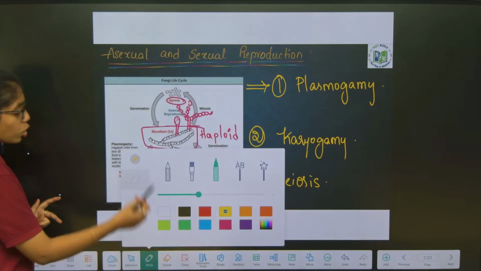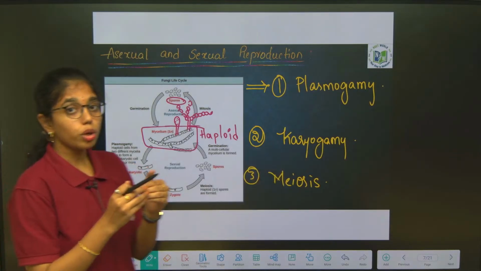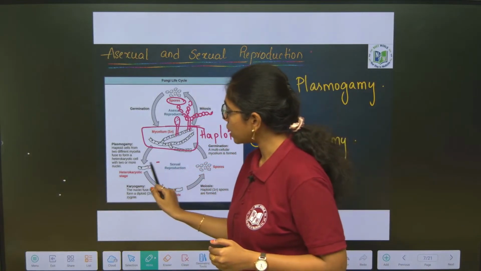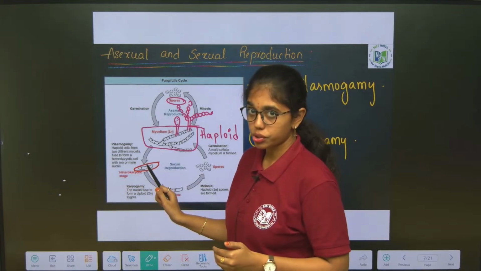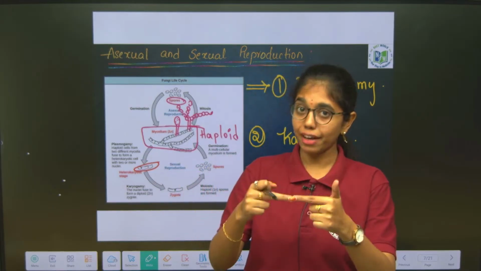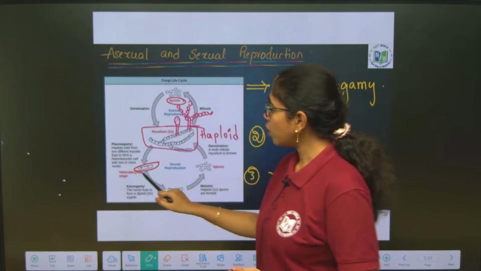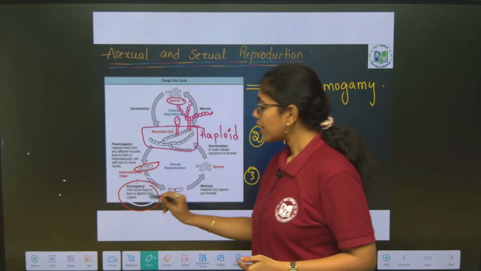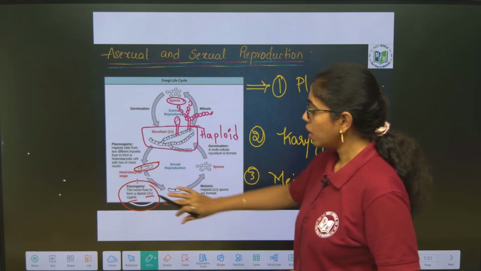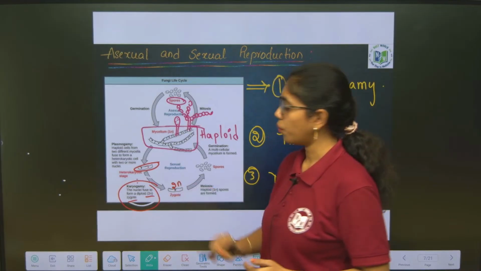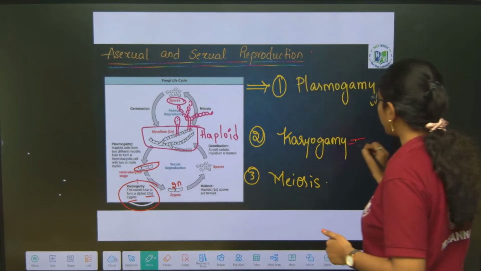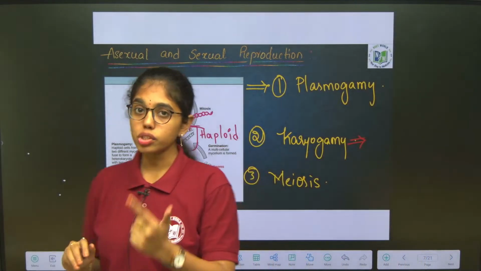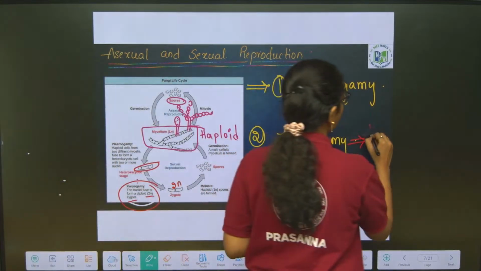Plasmogamy is nothing but protoplasmic fusion between two compatible hyphal strands. That will result in a heterokaryotic stage. The fusion between two compatible hyphal strands will result in a heterokaryotic structure, and this is followed by karyogamy. That results in formation of the zygote, and the zygote will be diploid. After karyogamy, in ascomycetes and basidiomycetes, the dikaryon structure is observed. Dikaryon condition is observed.